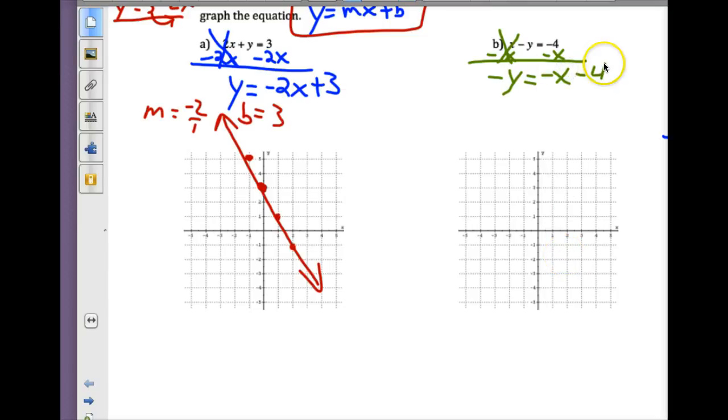Negative x minus 4. Now, you can't have a negative sign in front of your y. What number, guys, is in front of that y? 1. With the negative sign, it'd be -1, right? So let's divide both sides by -1, and all that does is change all the signs everywhere. Make sure you divide everything by -1. So what does y equal? X plus 4.